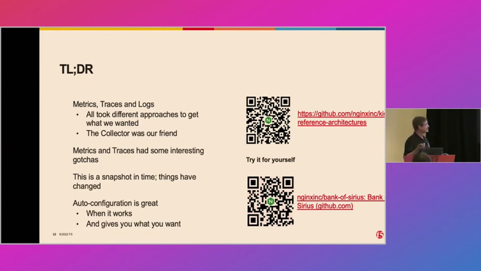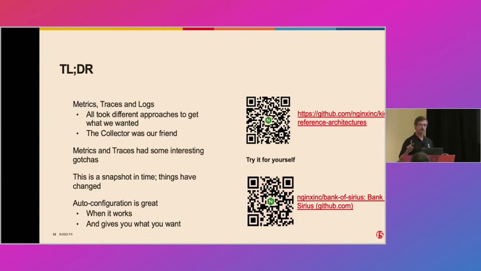So metrics and traces, they took longer to get where we wanted to. They were worth the effort, very honestly, to do this. And without the OpenTelemetry collector, we would probably still be trying to figure out how to do this. So the collector was clearly our friend. We are deeply happy with the collector, and we can't figure out how to live without that collector on anything we're working like this anymore.